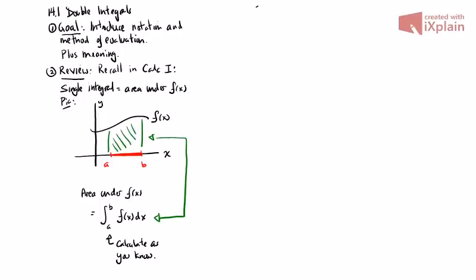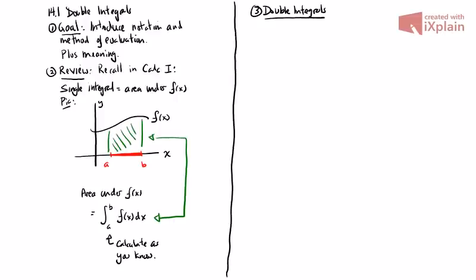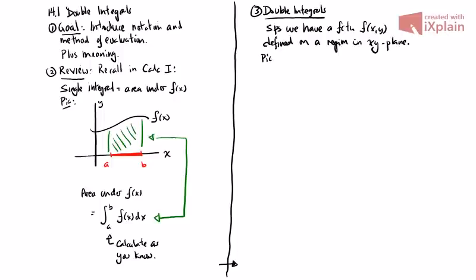So the analogy now is as follows. I'm going to draw a little arrow here. We'll see why in a second. Suppose now that we have a function f of xy, and that's going to be defined on a region in the xy plane. As we go through this, take a look at how the pictures are very similar to one another, in a sense.